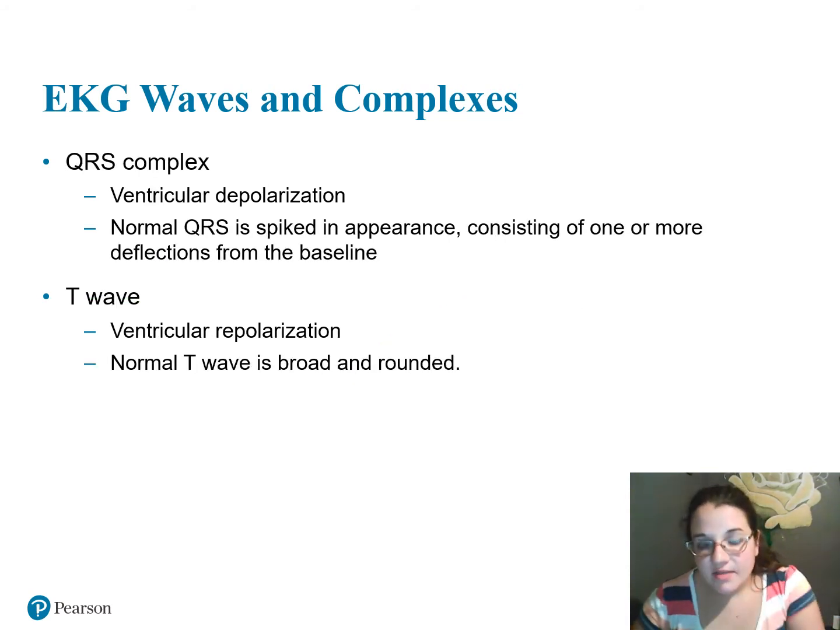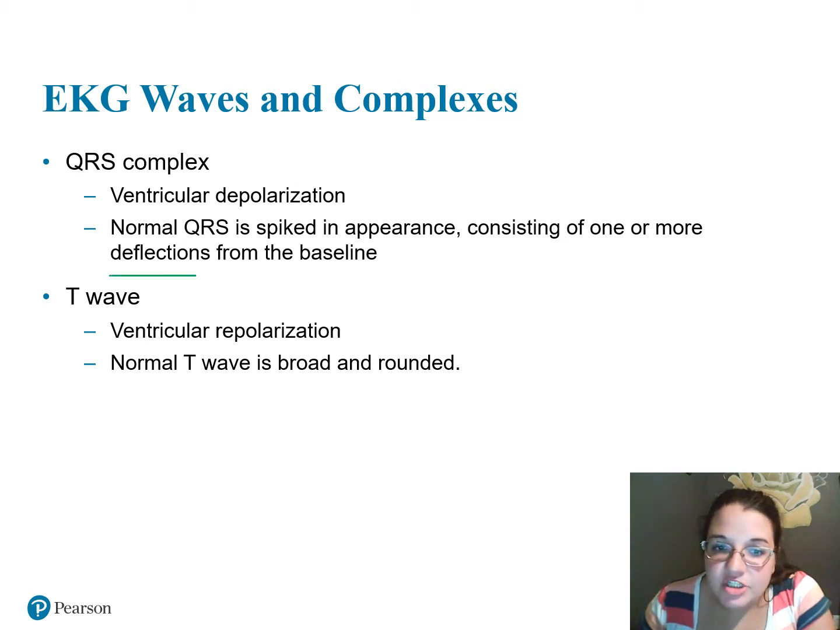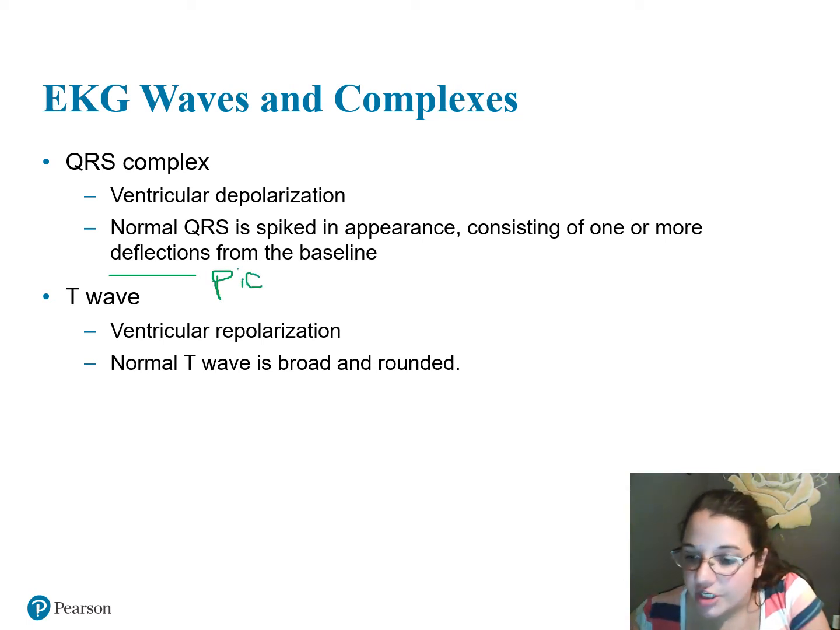Your QRS complex is ventricular depolarization, and a normal QRS is spiked in appearance, consisting of one or more deflections from the baseline. Whenever you see deflections, I want you to think of peaks. That's what it's talking about. So ventricular depolarization is your bottom chambers, your ventricles. They are depolarized, meaning they have a positive charge. The sodium is going in and the potassium is coming out, and they are contracting.